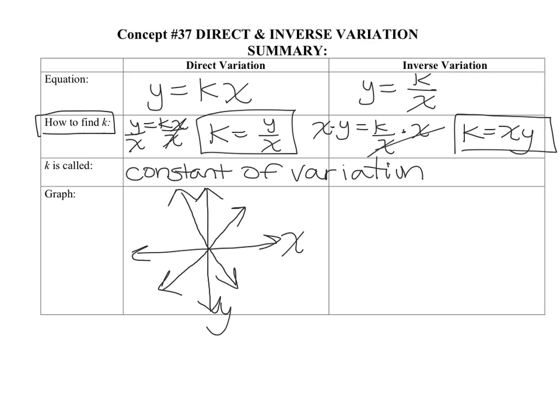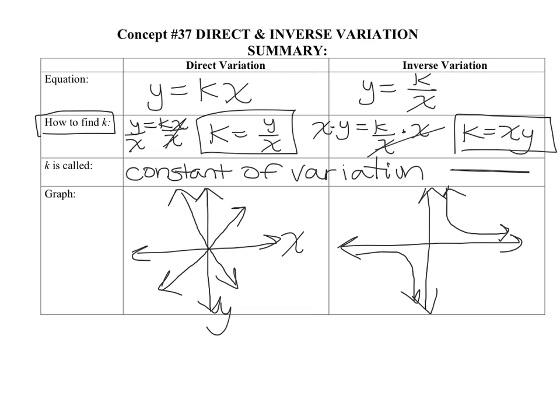Both of them, k is called the constant of variation for both of these. So you can just let it bleed on over to the other side. Now the graph of an inverse variation is a curve. And typically, they're in specific quadrants, but sometimes they don't have to be, right? So if I put a curve here, the other curve goes here.